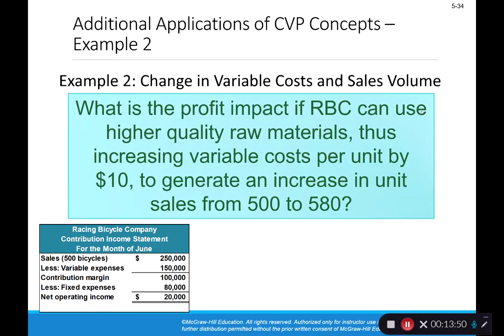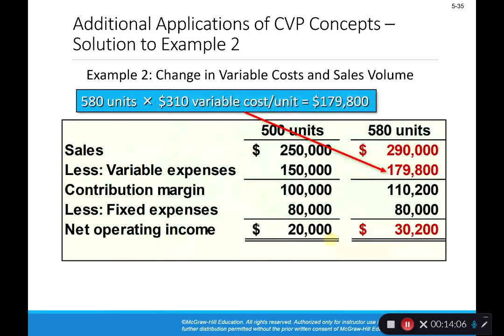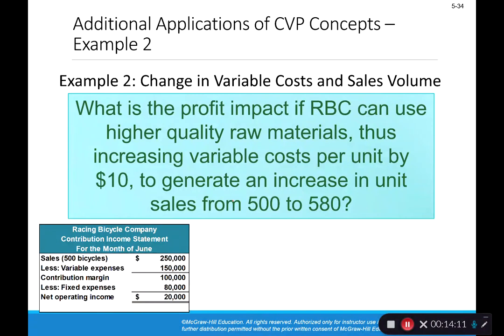Let's go through another example. What is the profit impact if RBC can use higher quality raw materials, thus increasing variable cost per unit by 10 to generate an increase in sales from 500 to 580? Well, a lot's going on here. But I know that my CM originally was 200. If my variable costs go up 10, my new CM is going to be only 190.